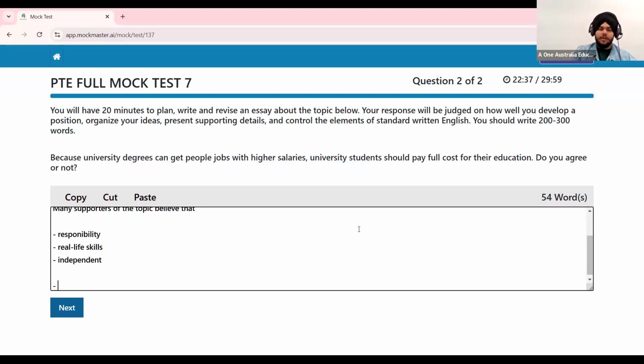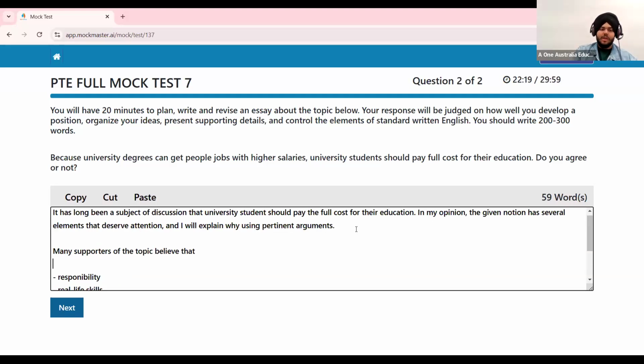Now, second here can be students can't pay the full thing if they are not financially backed by their family. So I can say not independent. And second thing I can say not earning. Okay. So here, many supporters of the topic believe that. Now, my first point is responsibility. Believe that students, now we'll keep it simple. Okay. Students are responsible for their own actions and can handle paying their fee.